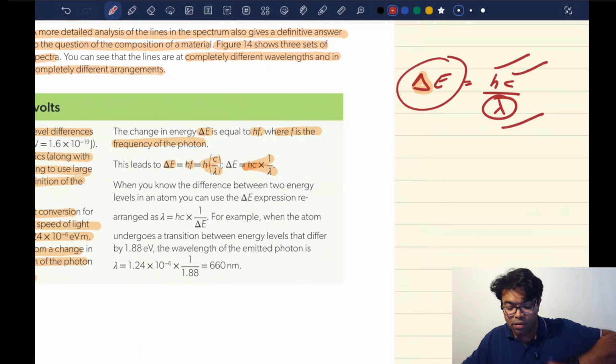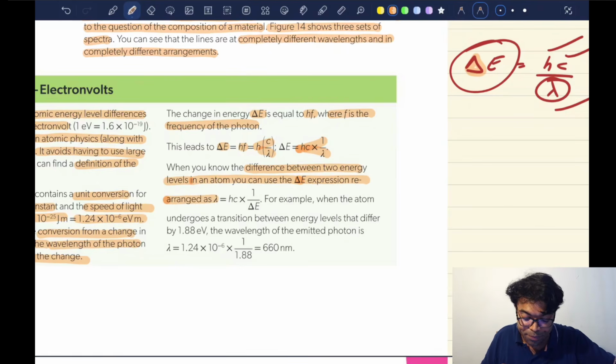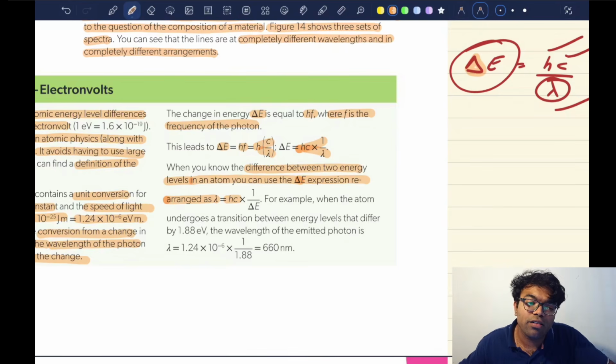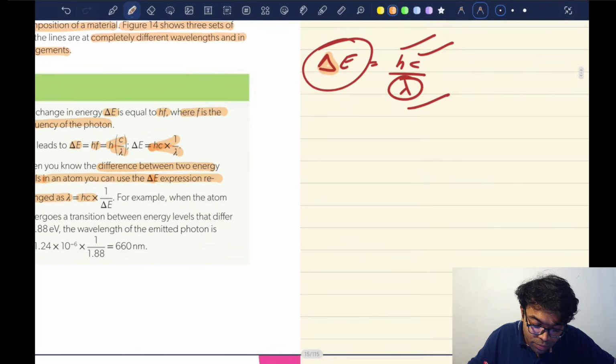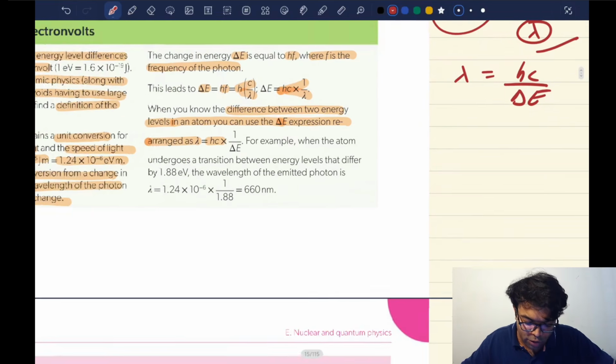Clear? Okay, next. Now, when you know the difference between the two energy levels in an atom, you can use the delta E expression and rearrange it. If you know the energy that was required to excite the electron, you can just rearrange the formula to get your wavelength. Wavelength lambda is equal to hc upon delta E. Just rearrange the formula and you get the new formula.